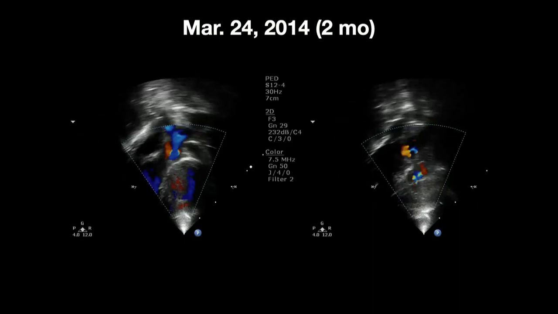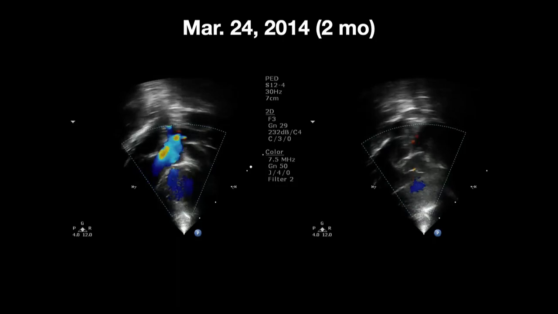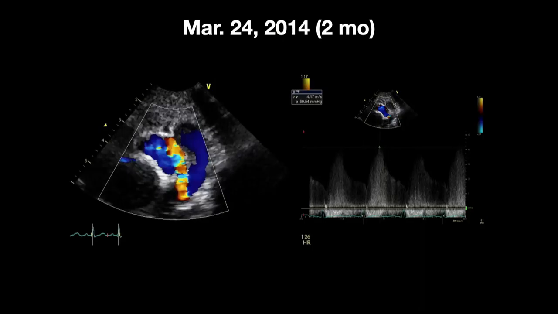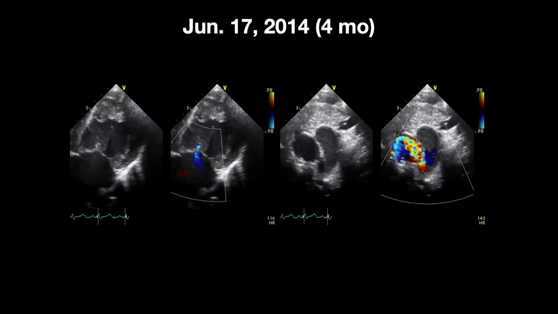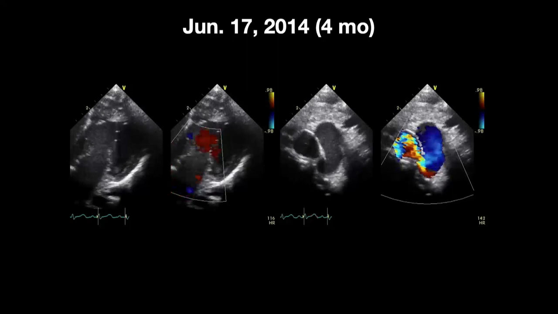The PA was arising from the morphologic LV, aorta from the morphologic RV with mild aortic regurgitation, and fair-sized PDA with pressure of 70 millimeters mercury. And 2 months later, functional MR has increased to mild to moderate, and the PDA has not closed, and it seems to have increased in size.